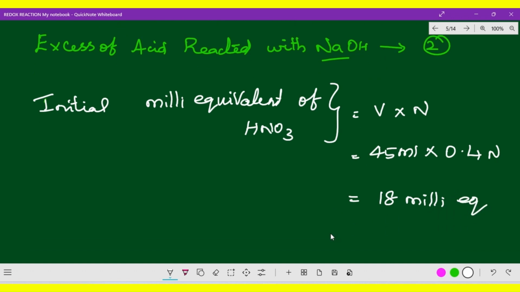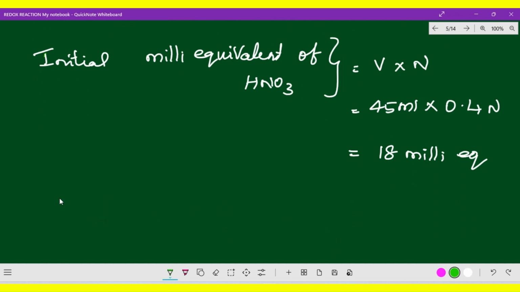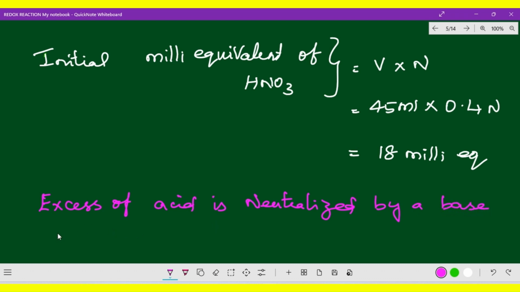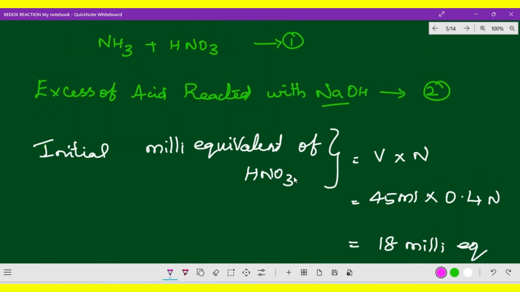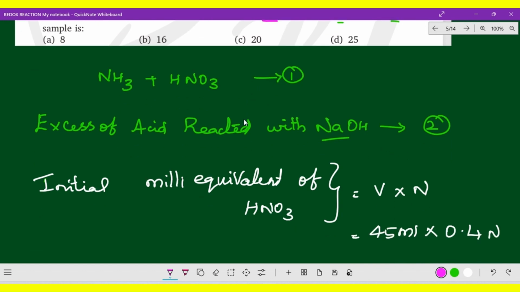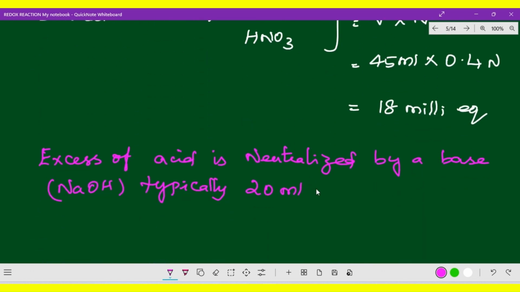The next one: the excess of acid is neutralized by a base. What is the base? Sodium hydroxide, typically 20 ml. That is what the question has mentioned: 20 ml of 0.1 N sodium hydroxide. So here also it is equivalent.